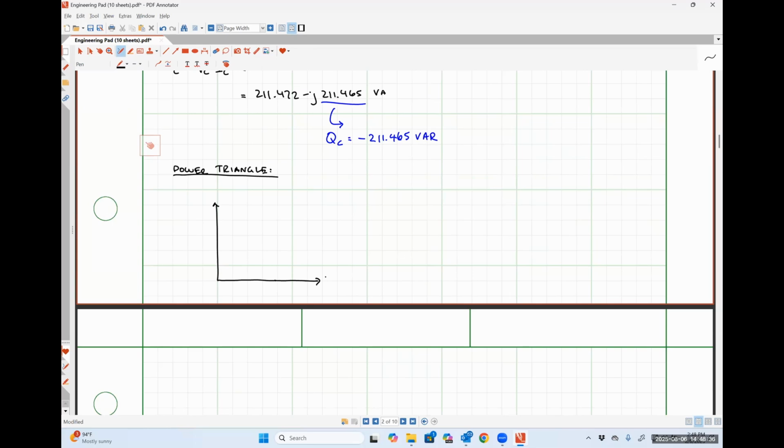So the horizontal axis is going to be our real axis, and the vertical axis will be our imaginary axis. So if we have some complex power vector S, like so, the projection of S onto the real axis is our average power. The projection of S onto our imaginary axis is our reactive power.